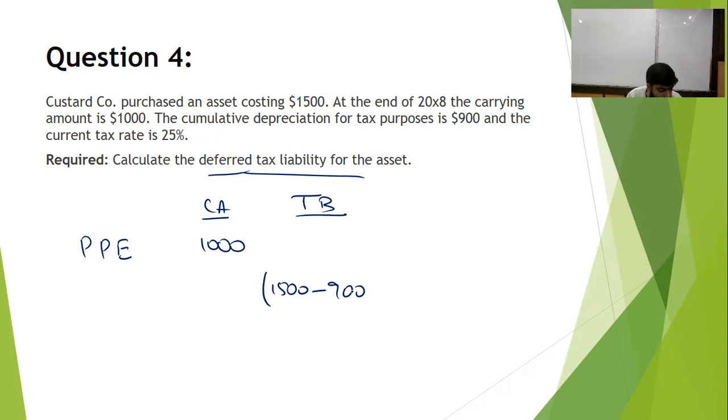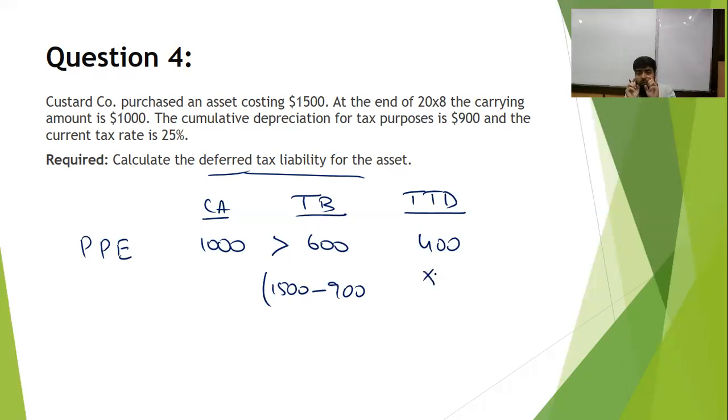So 1,500 minus 900 will make 600. That means the tax base is 600. So there is a difference, and that difference is a taxable temporary difference. Why? Because the carrying amount is greater than the tax base. The difference is 400, and that difference is known as the taxable temporary difference. Now we'll apply the percentage.